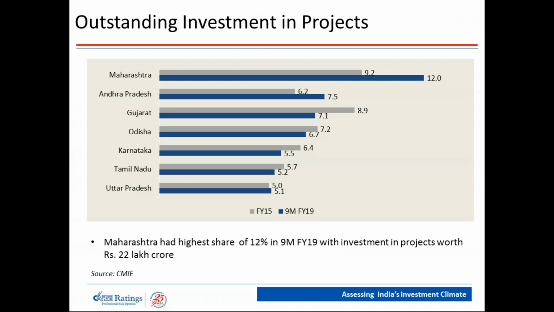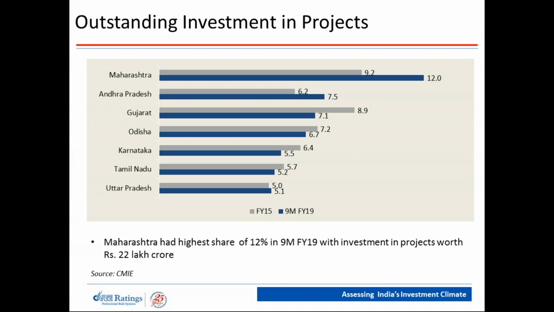The state-wise bifurcation of the outstanding investment reveals that the top 7 states accounted for nearly 50% of the outstanding investment. These states included Maharashtra, Andhra Pradesh, Gujarat, Odisha, Karnataka, Tamil Nadu, and Uttar Pradesh. Among the states, Maharashtra continues to account for the largest share in the outstanding investments.